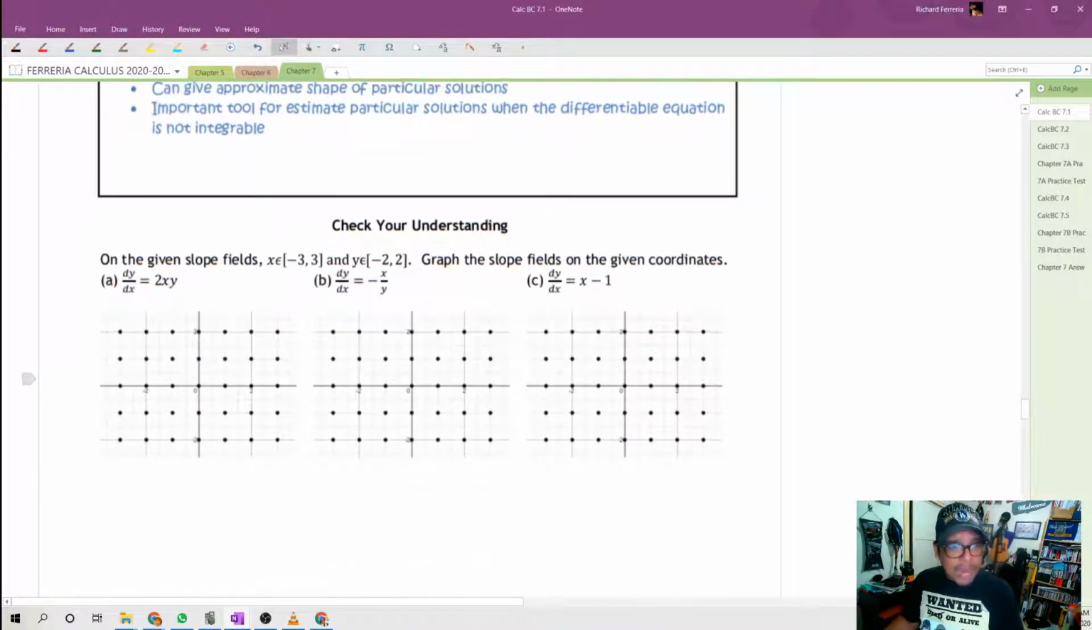Now there's some practice here. We can do a couple of these points. For this one, the slope is going to be 2 times the x-coordinate times the y-coordinate. So real quickly, we know that we're going to have a 0 slope if either the x or the y is 0. So any place where the x-coordinate or the y-coordinate is 0, we'll put a 0 slope. That's going to be nice. Notice how that does form an asymptote.